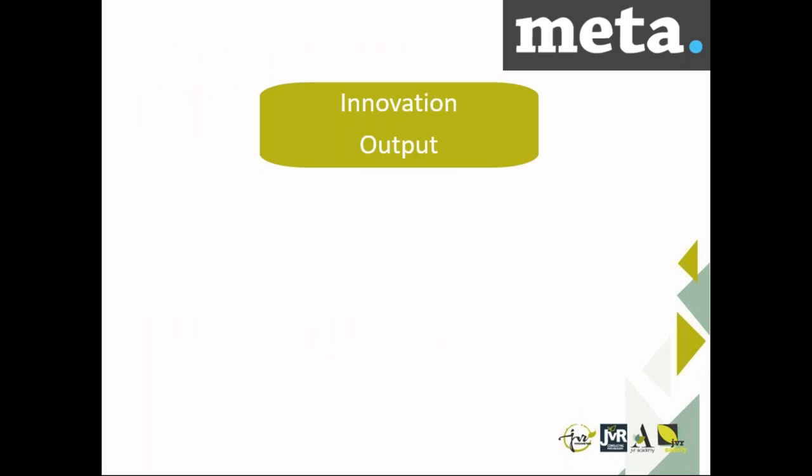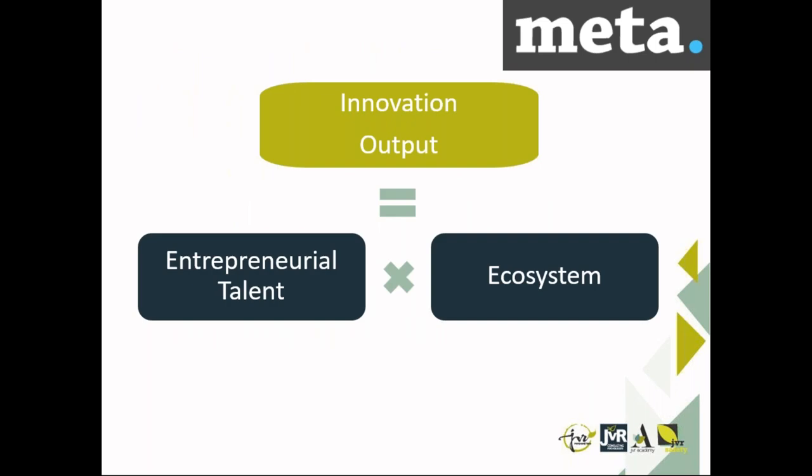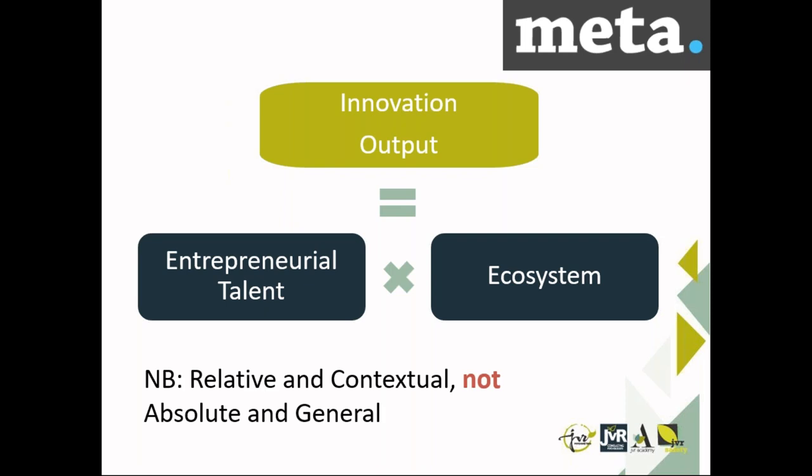When we have these two ingredients, we get what Meta sees as your innovation output, which is then the combination of the interaction between the entrepreneurial talent, the individual and the ingredients that make up that individual, and the actual entrepreneurial ecosystem in which that person functions.